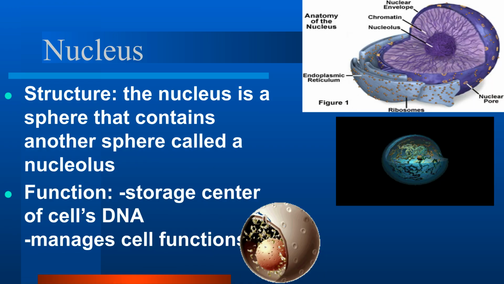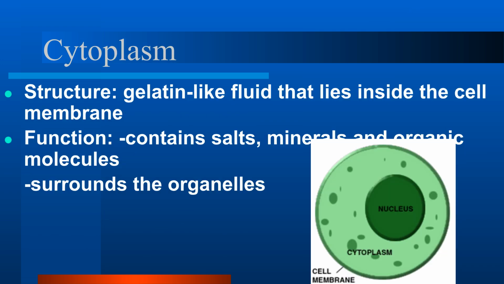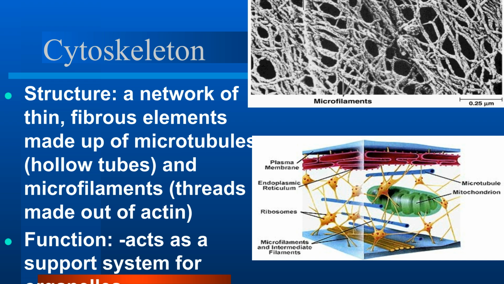The nucleus is a sphere containing the nucleolus. Its function is to store the cell's DNA and manage cell functions. The cell wall is a rigid wall, mainly of cellulose, in plant cells, outside the cell membrane. It provides structure and support. The cytoplasm is a gelatin-like fluid inside the cell membrane. It contains salts, minerals, and organic molecules and surrounds the organelles. The cytoskeleton is a network of thin, fibrous elements like microtubules and microfilaments. It acts as a support system for organelles and maintains cell shape.